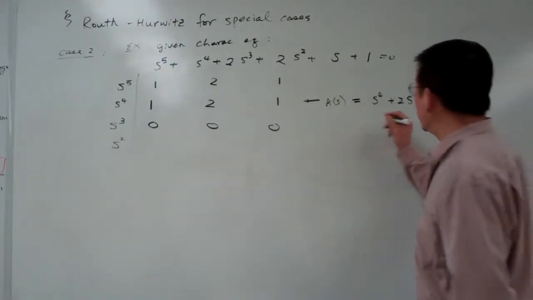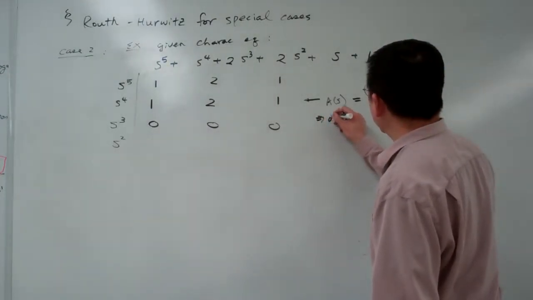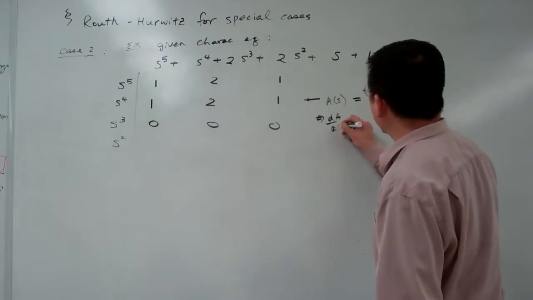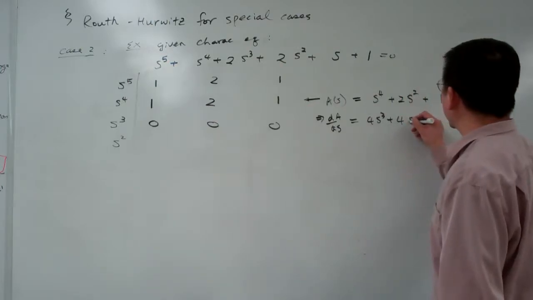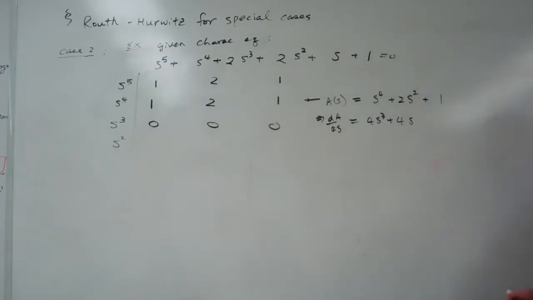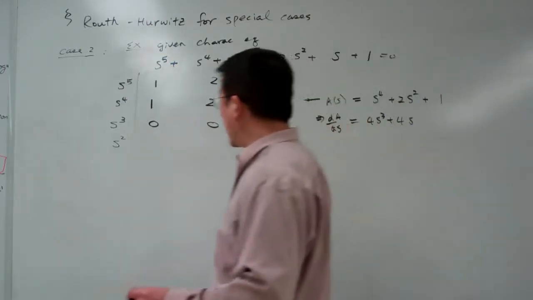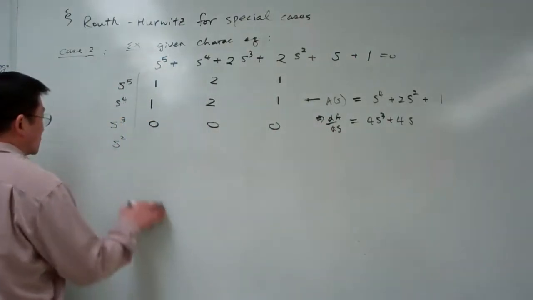From here we calculate dA/ds, which is 4s^3 plus 4s. Okay. In this way, that allows us to build up the new table.